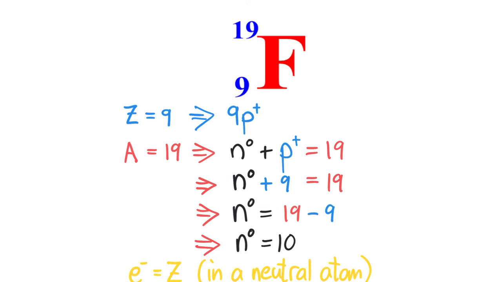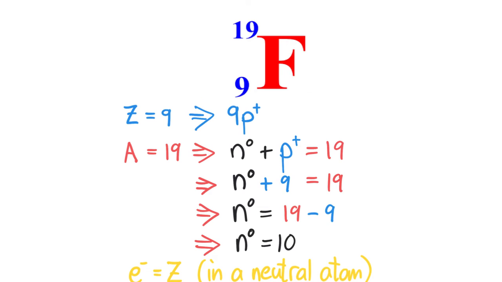So let's look at an example of fluorine-19,9. Here we can see that the mass number, or the nucleon number, is on the top, and the atomic number, or the proton number, is at the bottom. So Z equals 9, which implies that there are 9 protons in the nucleus. The mass number is 19, so the number of neutrons plus protons equals 19. There are 9 protons, so subtract 9 and we get that the neutrons is equal to 10.